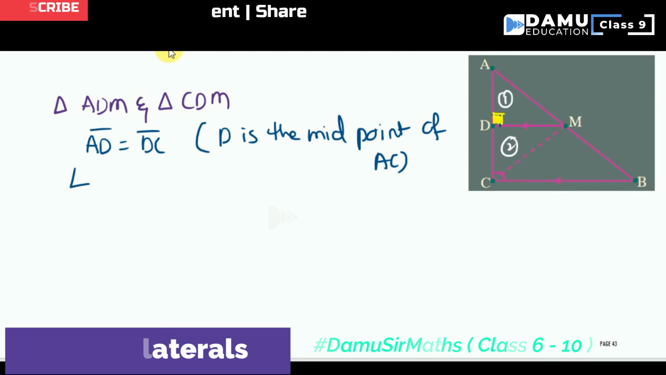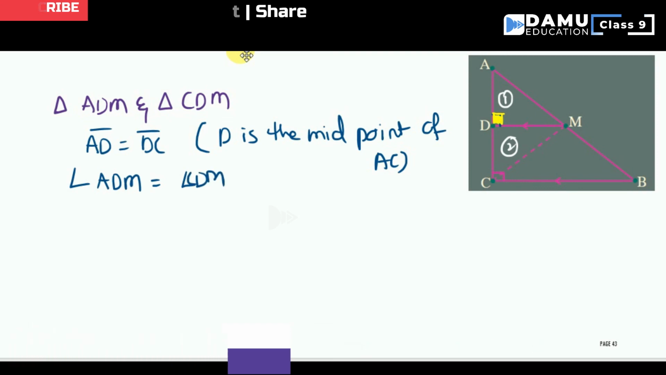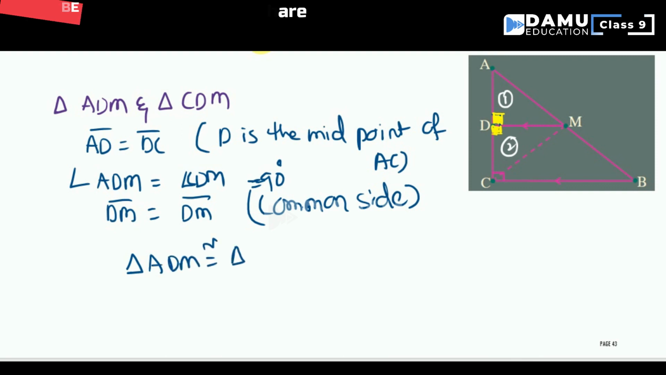Angle ADM is equal to angle CDM, which is 90 degrees each. Then DM is a common side in both triangles, so DM equals DM. So triangle ADM is congruent to triangle CDM.